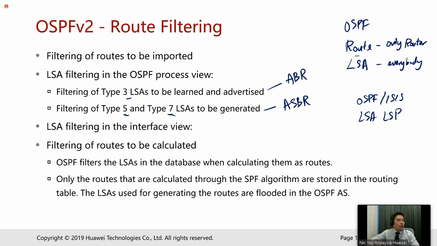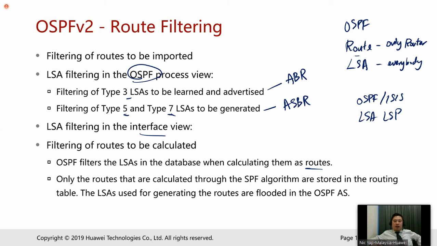OSPF filters the LSA database when calculating it as a route. It means that I will ignore this and do not calculate it into my database. So LSA filtering can be done in the OSPF view, and it can also be done on the interface. It is up to where you are defining. I think this has also been covered when you touched on HCIP already. I'm just giving you some ideas on LSA filtering.